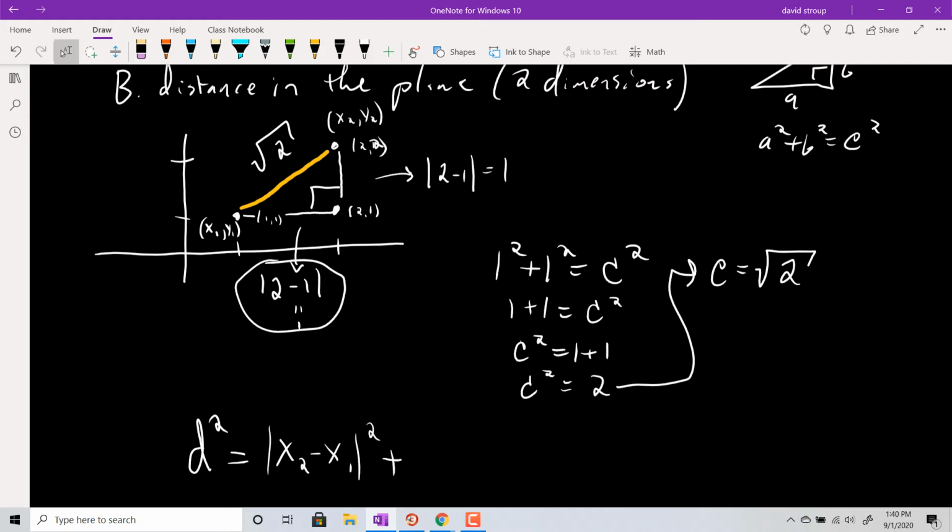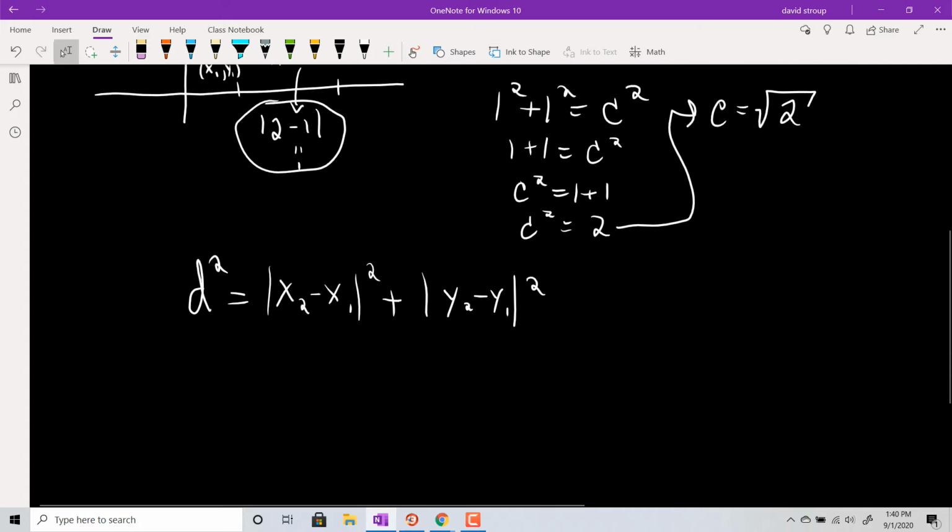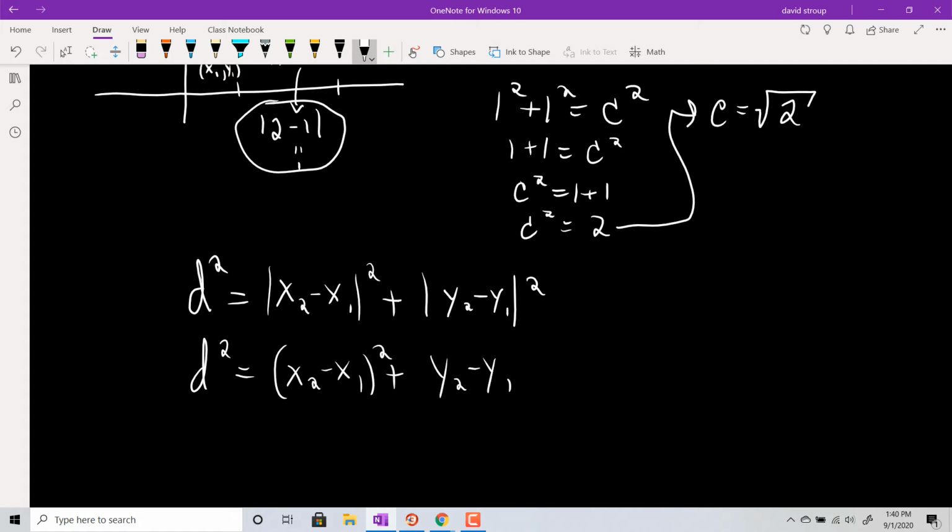And then plus the distance between y2 and y1, the y coordinates. It's an absolute value because it's distance. Of course, when you square something that's an absolute value, the absolute value is positive, but when you square anything, it's going to be positive. So to make life simpler, let's drop those absolute values. And we get x2 minus x1 squared plus y2 minus y1 squared.